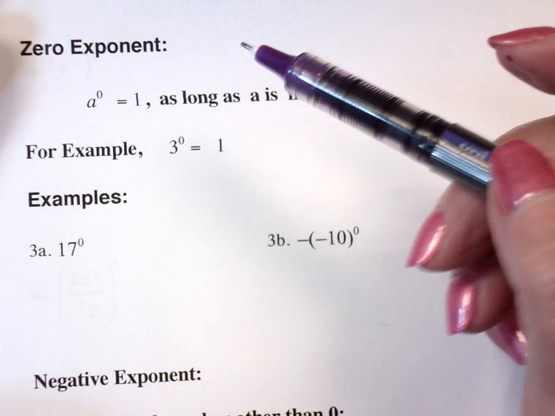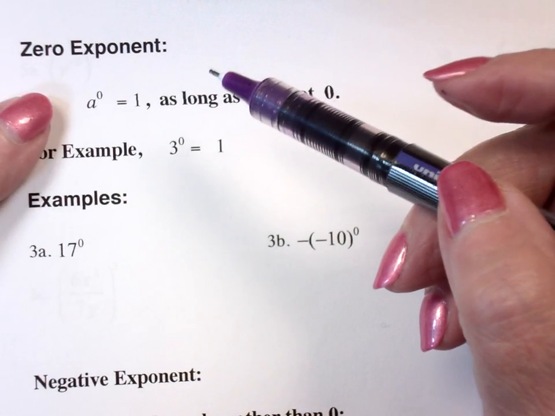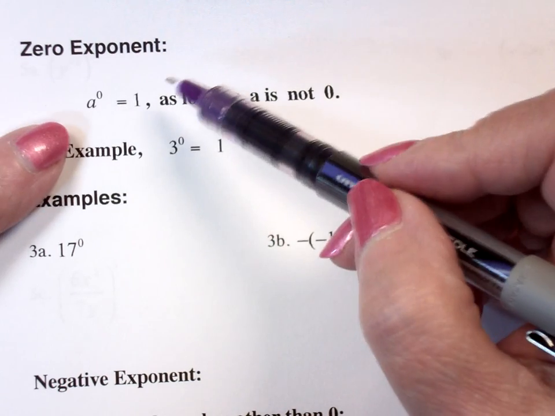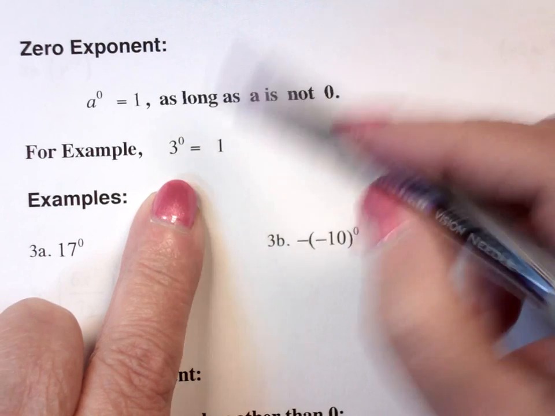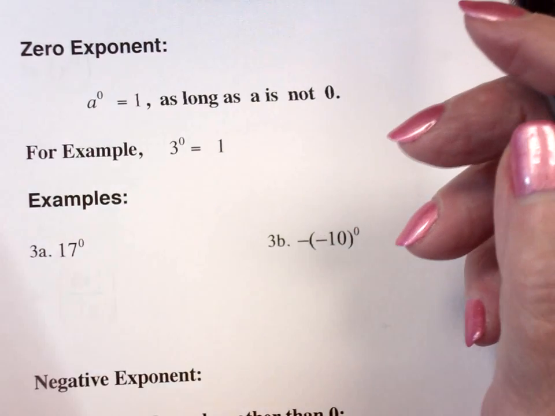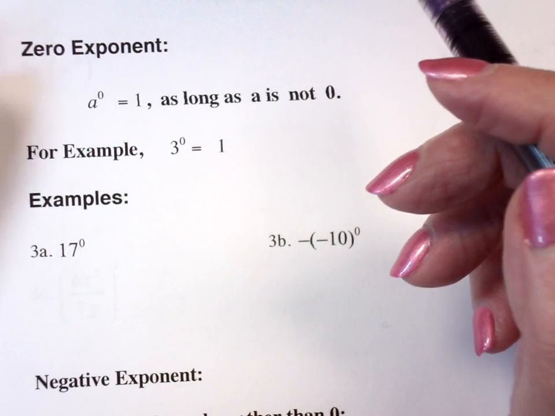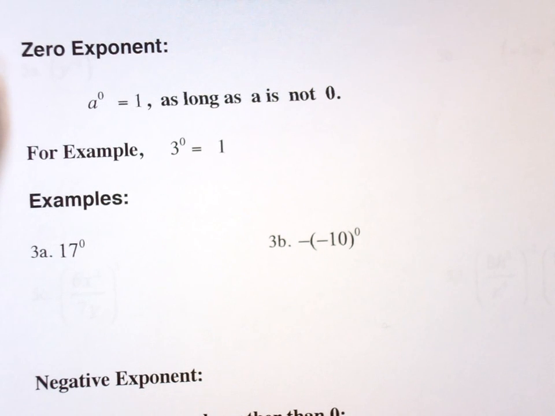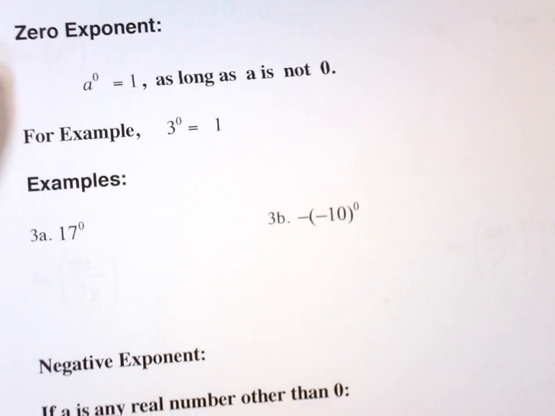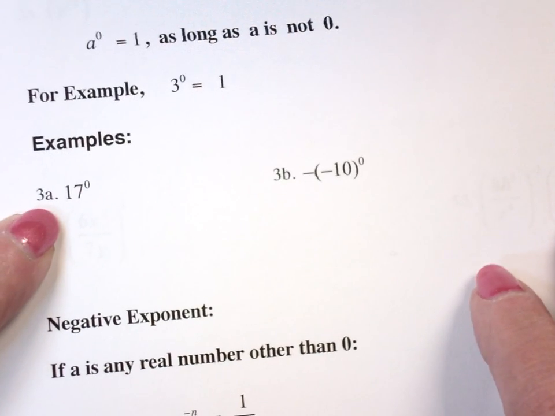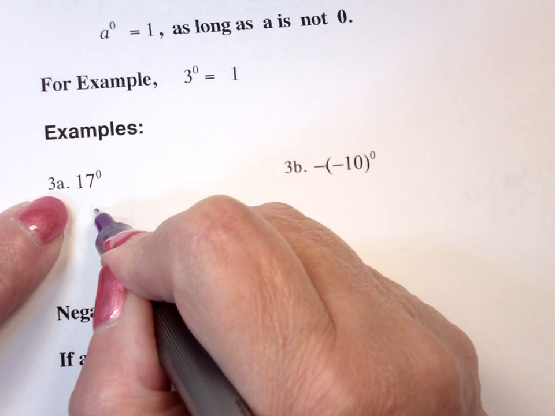The 0 exponent, this is my favorite. A to the 0 is 1 as long as A is not 0. So 3 to the 0 is 1, 5 to the 0 is 1, 100 million to the 0 is 1. Anything except 0 raised to the 0 power is 1. So 17 to the 0 is 1.